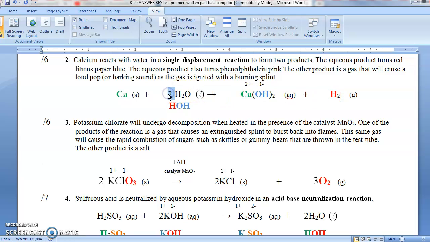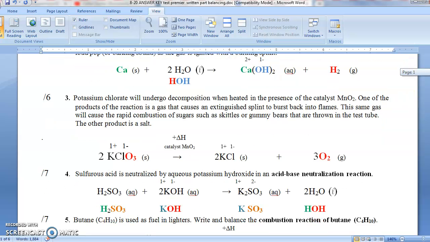So I need to put a 2 in front. 2 times 2 is 4. That gives us 2 oxygens. There's my 2 oxygens. If I have 2 hydroxides, hydroxides have 1 oxygen in them. So if we have 2 hydroxides, that would be 2 oxygens. We move on to reaction number 3.